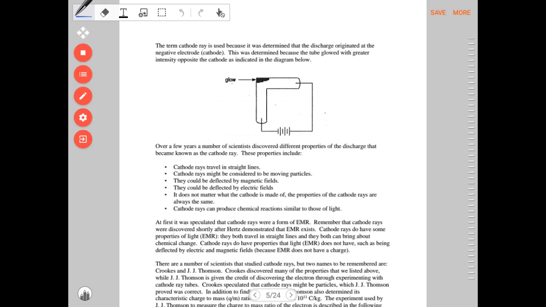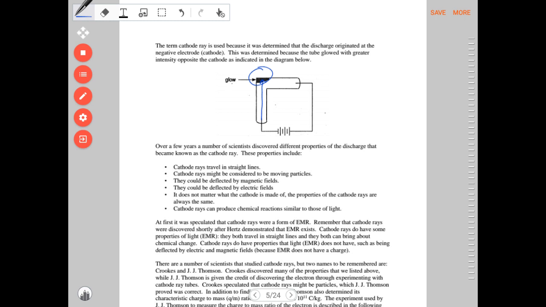The term cathode ray is used because it was determined that the discharge originated at the negative electrode, or the cathode. This was determined because the tube glowed with greater intensity opposite the cathode, as indicated in the diagram below. So what they did is they took a bent vacuum tube, again hooked up the anode and the cathode, and they figured out that it glowed more on this side, so they figured out, hey, wait a sec, these things have to be coming from the cathode.